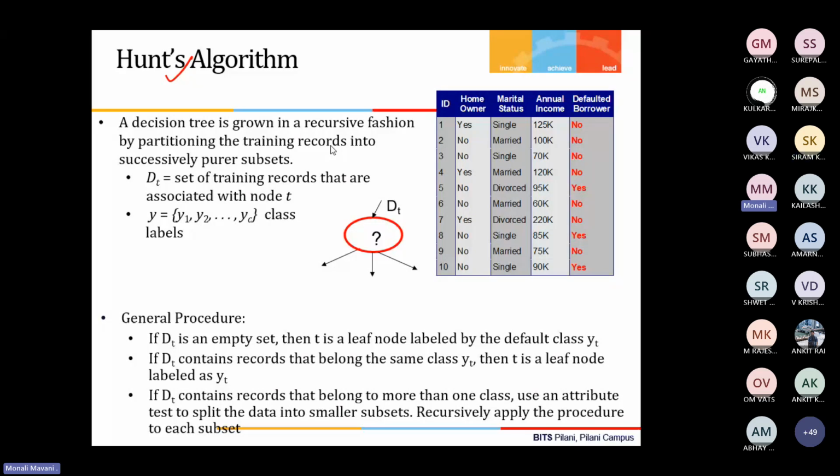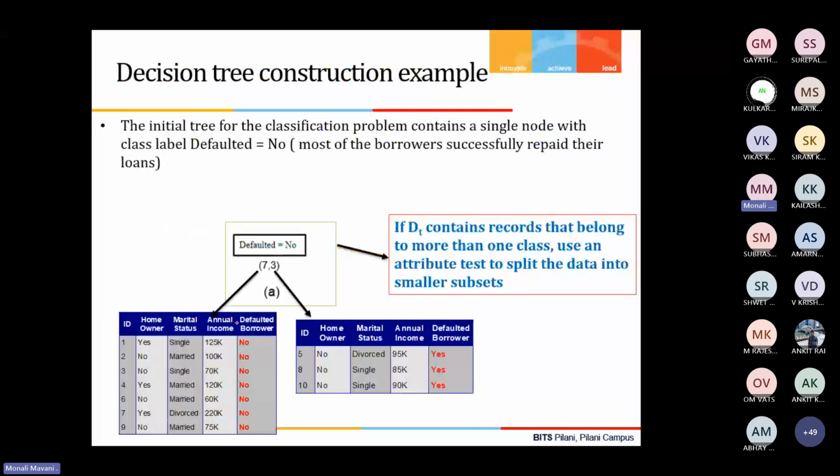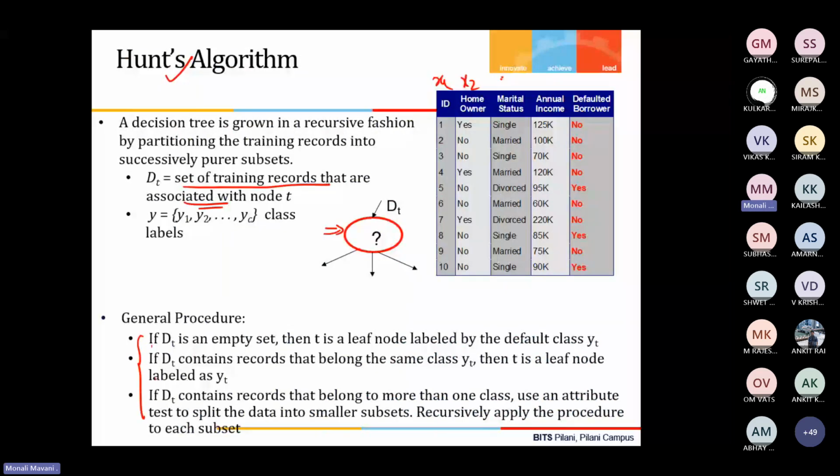Okay, ma'am. So this is Hunt's algorithm, very simple. This is a general theoretical explanation. For every node, this is what we will do: the set of training records that are associated with every node. So every node of my decision tree will have some set of records. And these are the three conditions that we will check at every node. Let's start directly with the example. In our data set, I have these features 3, 4, and then I have what?